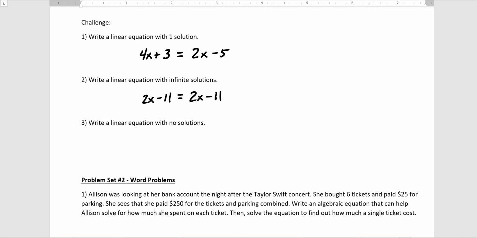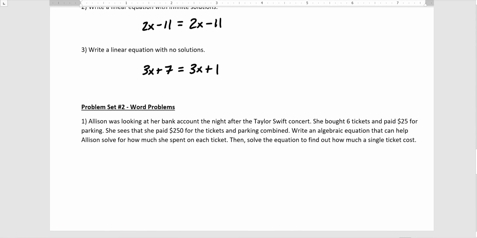And then write a linear equation with no solution. Remember, those were the same coefficient but different constants. So maybe like 3x plus 7 equals 3x plus 1. And that would be our example there of no solution. If you're not sure whether or not you did that right, go ahead and raise your hand and I'd be happy to come around and check. Otherwise, we're going to go ahead and dive into these word problems and see if we can't knock these out.